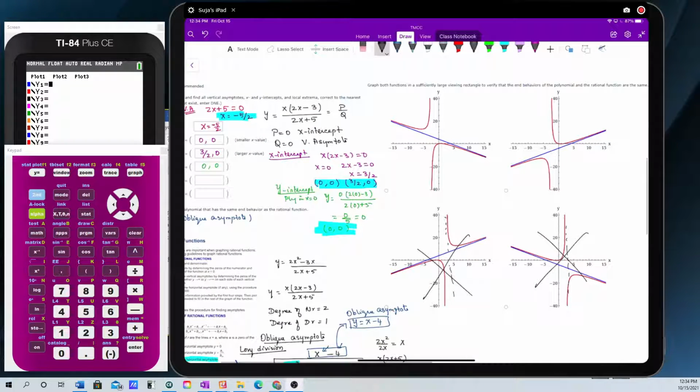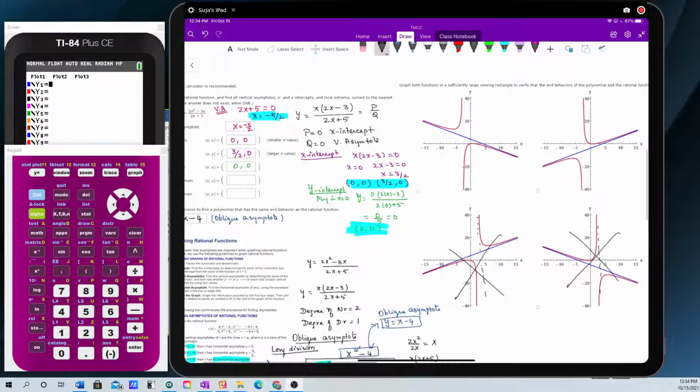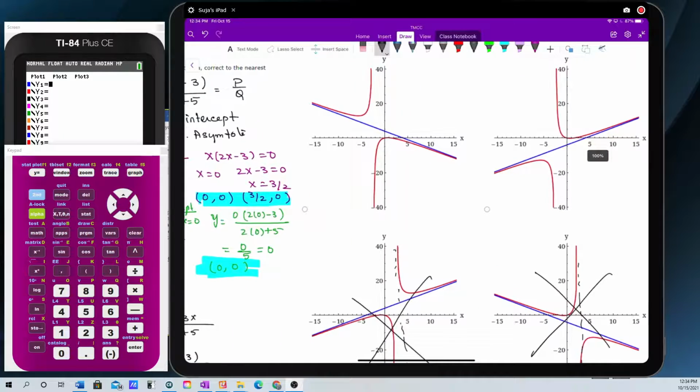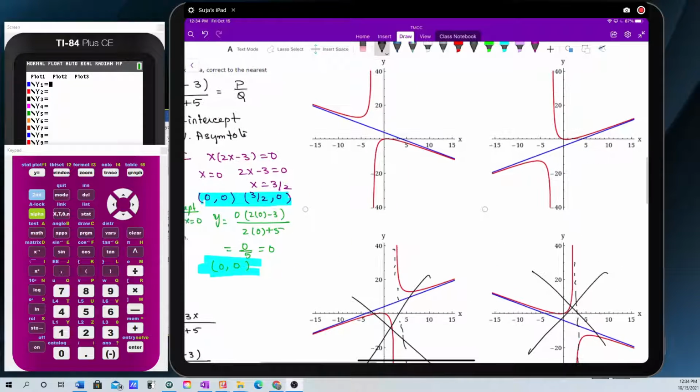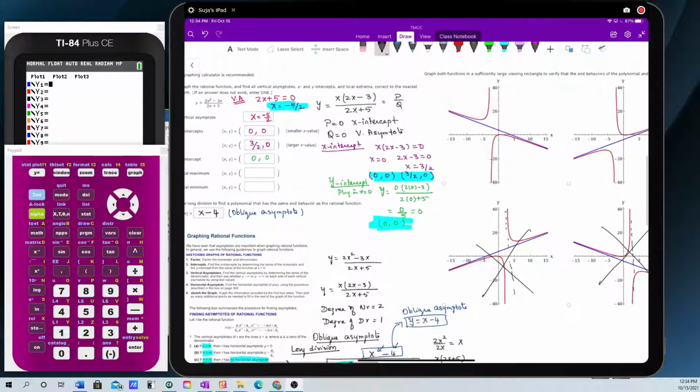The x and y-intercepts are 0, 0, so that's not going to help me. There's another x-intercept of 3 over 2 comma 0. So that's also not going to help me because I cannot clearly see it. Here I don't know if it's crossing or touching there. But anyway, that's not very clear.